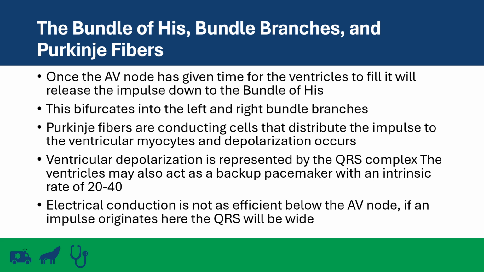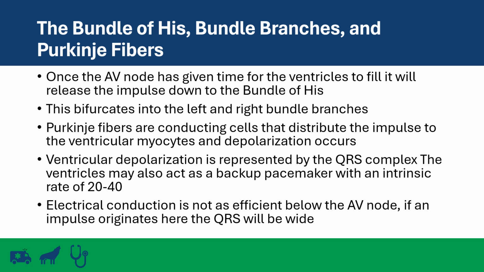The bundle of His will bifurcate into the left and right bundle branches. These bundle branches take that impulse to their respective ventricles. The left bundle branch takes the impulse to the left ventricle, and the right bundle branch takes the impulse to the right ventricle. The Purkinje fibers are simply widely distributed conducting cells that help distribute that impulse to the ventricular myocytes. Once that impulse gets to the ventricular myocytes, depolarization occurs and contraction of the ventricles occurs. Ventricular depolarization is represented by the QRS complex on an EKG.